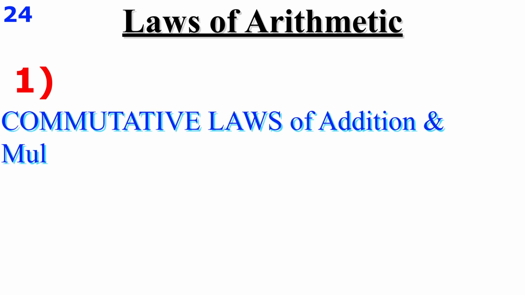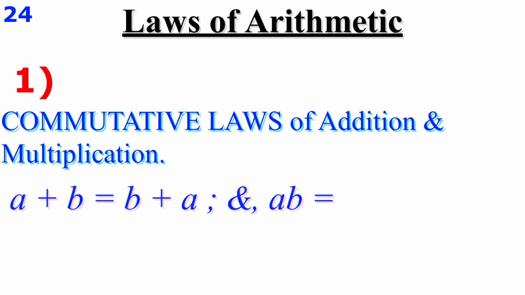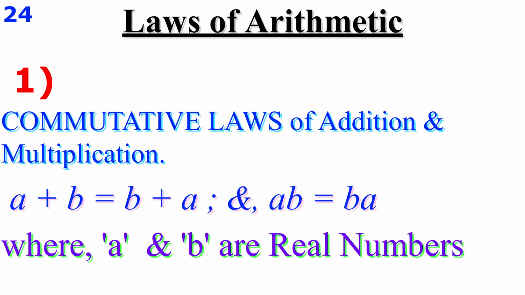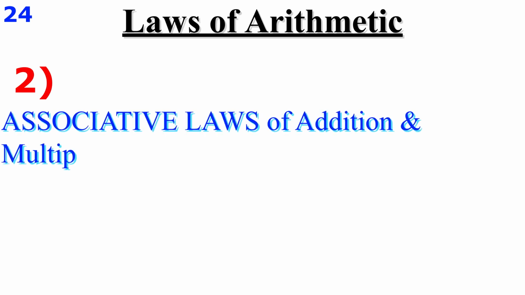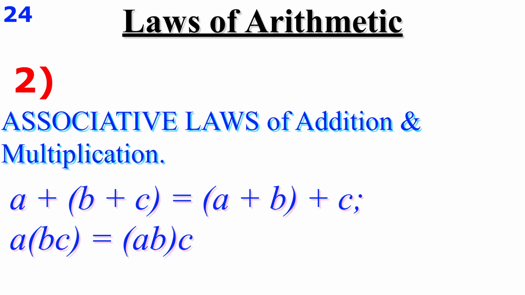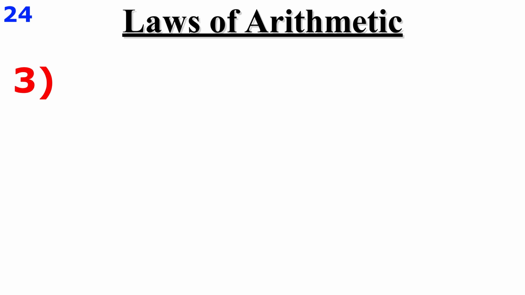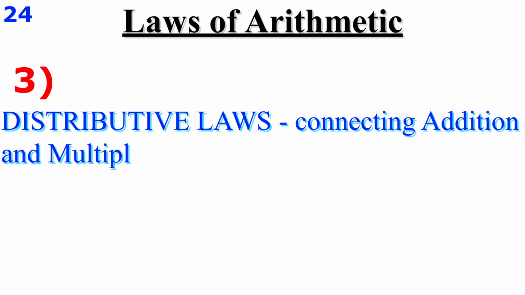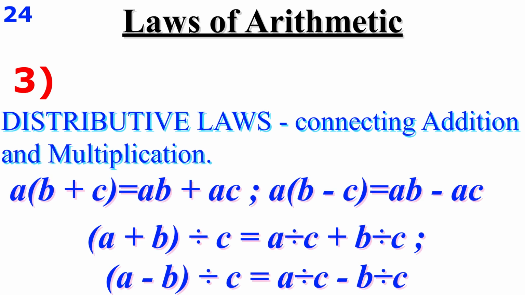The most important arithmetic properties are: number one, the commutative laws of addition and multiplication, where A and B are real numbers. Okay. Number two, the associative laws of addition and multiplication. Then number three, distributive laws, which connects addition and multiplication.